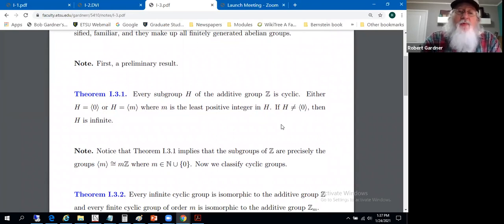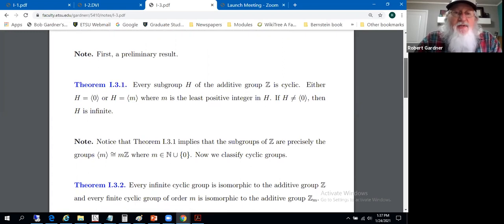Theorem 1.3.1 says, every subgroup H of the additive group Z is cyclic. Either H is the trivial group, the group generated simply by 0, and therefore the group consisting only of 0, or H is generated by some integer m, where m is the least positive integer in that group. Other than the trivial group, all these other groups are infinite.